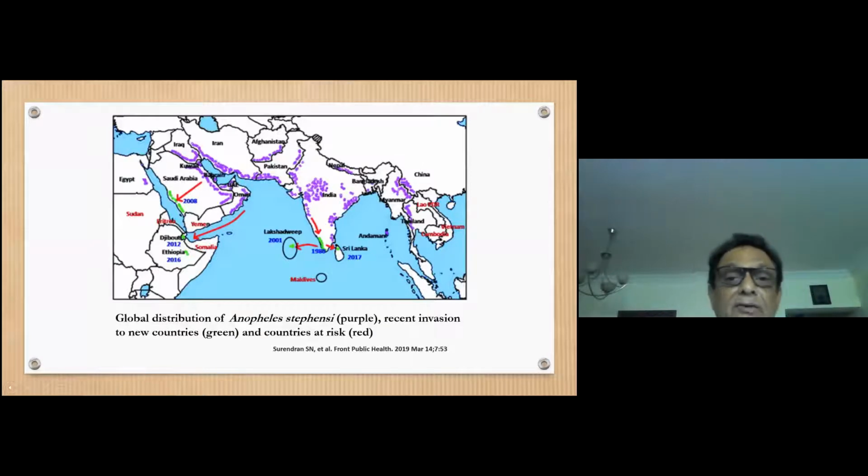If you see the global distribution now, it is the talk of the day at all levels. You can see this mosquito has now gone to East Africa, like Djibouti, then Egypt, and now I came to know Sudan also has reported it. In India, you can see it is almost present. The next slide I will show you.